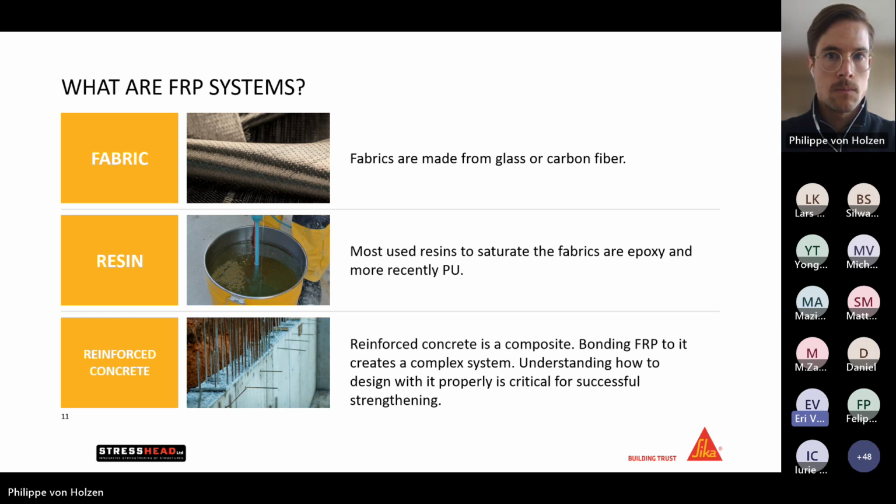And then lastly, I do want to mention that when we're talking about composite materials, reinforced concrete itself is a composite material. And as such, when we're adding another composite, another material like FRP, we're creating quite a complex system. So understanding how to design with it properly is quite critical in terms of having a successful strengthening.